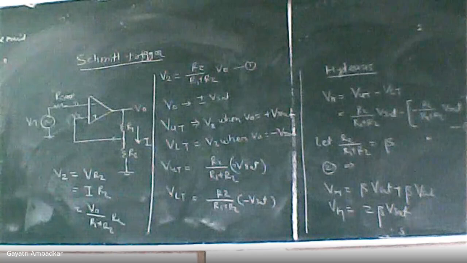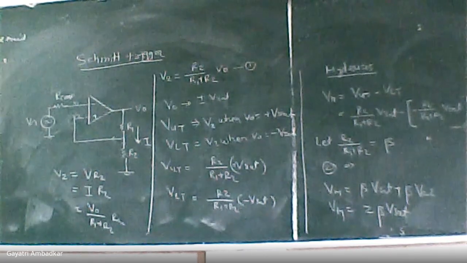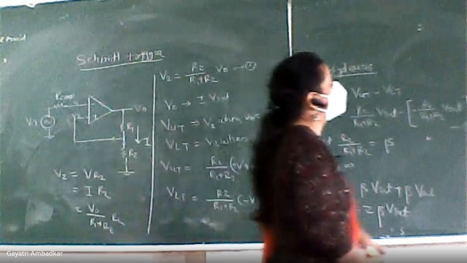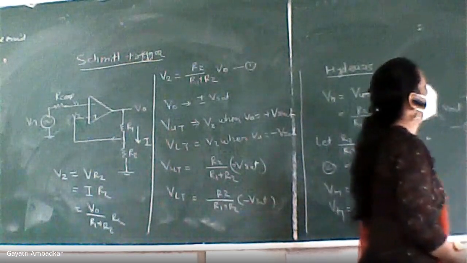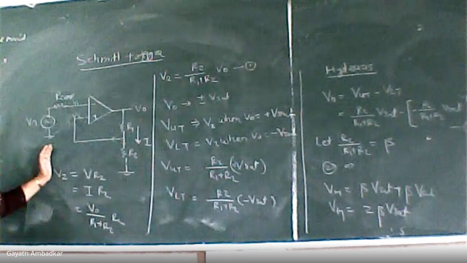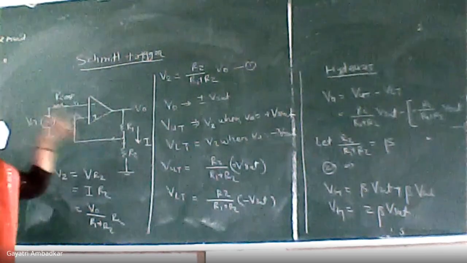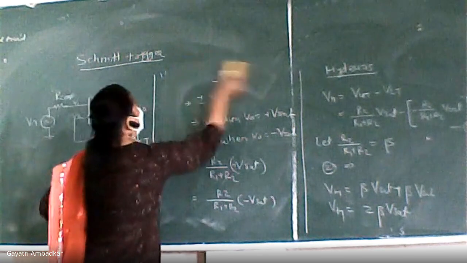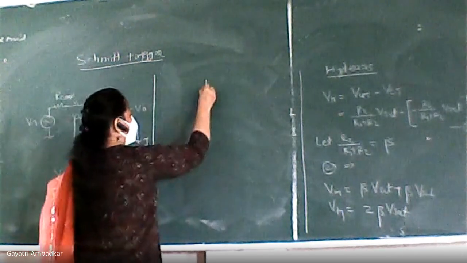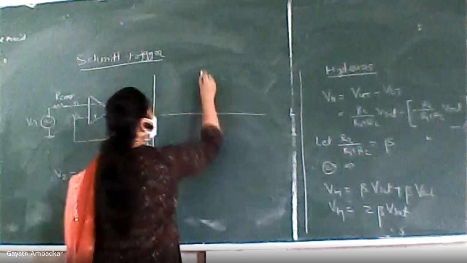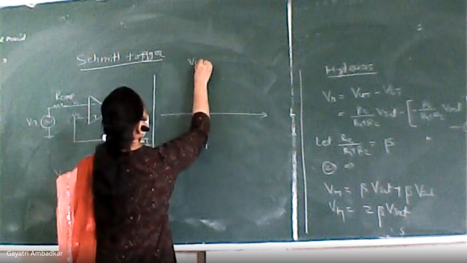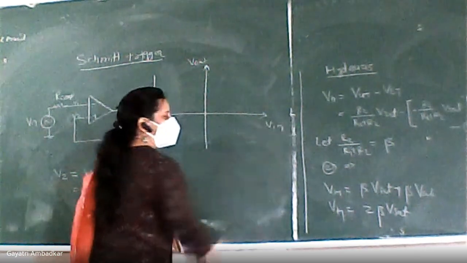Now, what is this hysteresis curve that I will explain to you? Have we drawn the diagram? I will erase this diagram now. We will draw a relation between output, V out, and input.